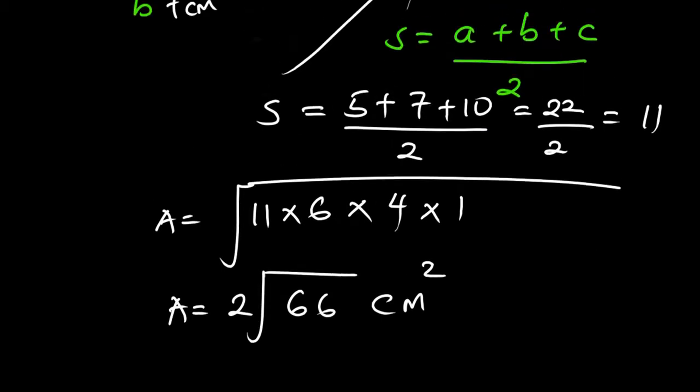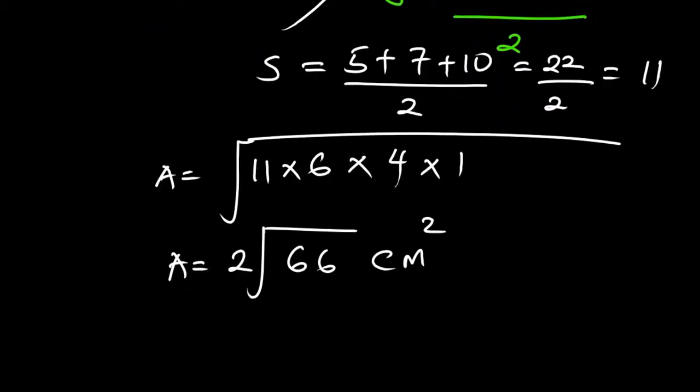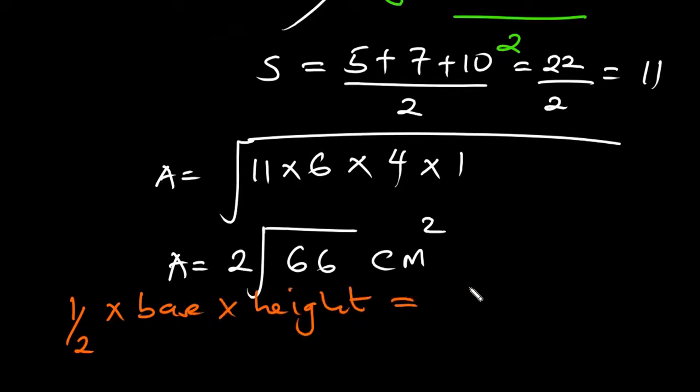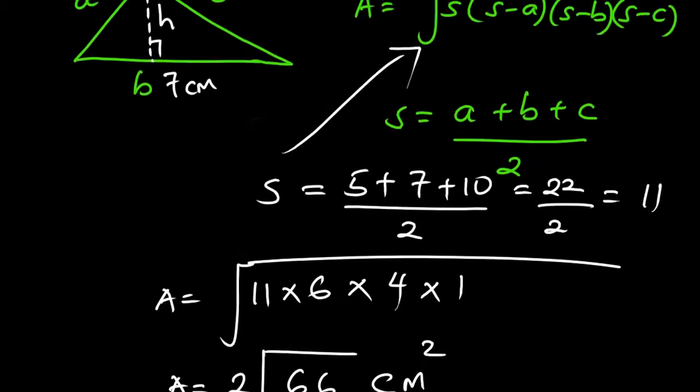So we can now equate this area to the other formula, that is a half. So let me use a different color. That is a half times base times height. And now we can equate it to 2 times root 66. You can decide to use decimals. You can key in this value into a calculator and you can use it as a decimal, whichever way you like.